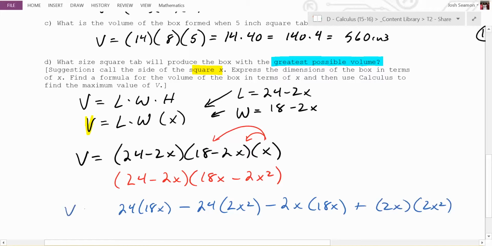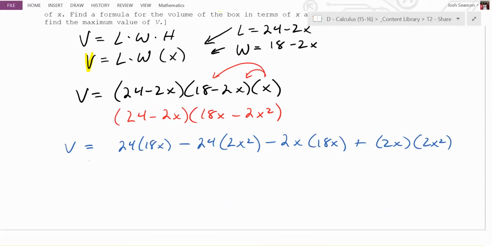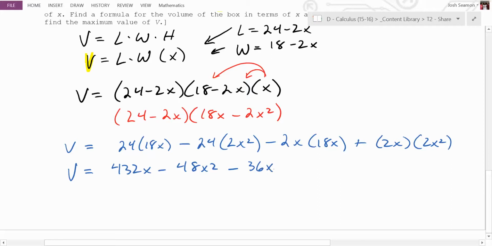What do you think the easiest way to mess this up is? Signs. The signs by far. So yes, you could pull out your calculator right now. What's 24 times 18? 432. 432x minus 48x squared minus 36x squared plus 4x what?